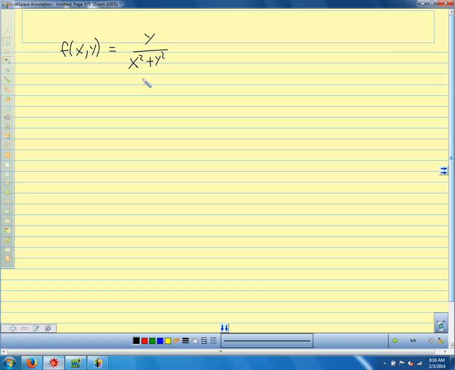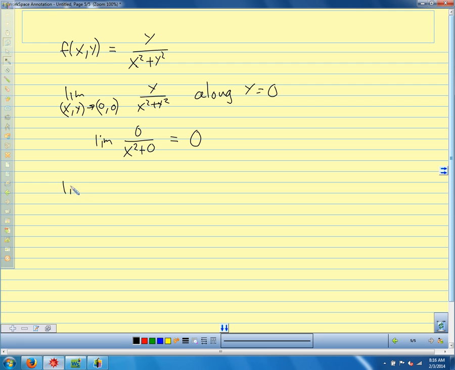So let's look at our limit along two different paths. We want to look at the limit as xy approaches 0, 0 of y over x squared plus y squared along y equals 0. I get the limit, and I'm going to drop my bottom here, the limit of 0 over x squared plus 0, which is just going to be 0. So along y equals 0, along the x-axis, my limit is 0.